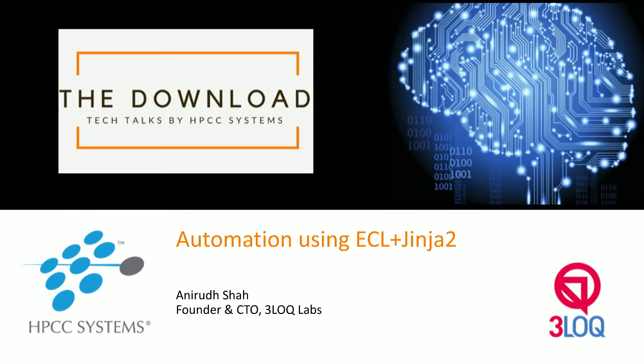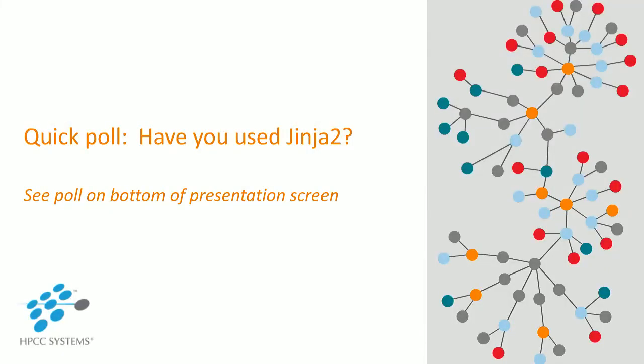Today I'll be talking a little bit about how to automate the ECL, and there's a templating library called Jinja 2, and I'll be going into a bit more detail about how to use Jinja with a couple of examples. To get started, I have a quick poll question. Have you used Jinja in the past, or have you heard of Jinja? Please click on the poll question and give your answers there.